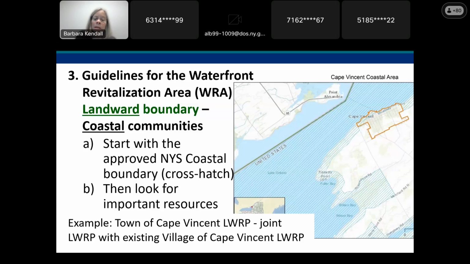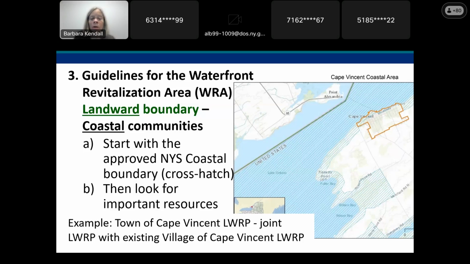In this case, we're going to use this as an example throughout the PowerPoint today. The village of Cape Vincent did one of the early LWRPs in the 1980s. A few years ago, the town of Cape Vincent decided they wanted to join with the village and create a joint town and village LWRP. Each municipality adopts it separately, but they can work together to prepare the LWRP.